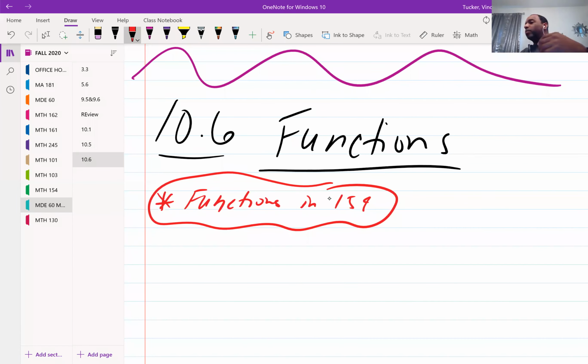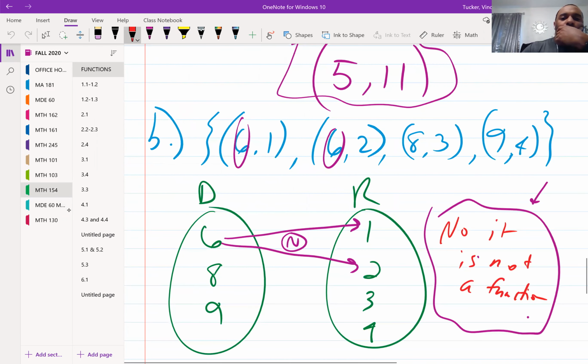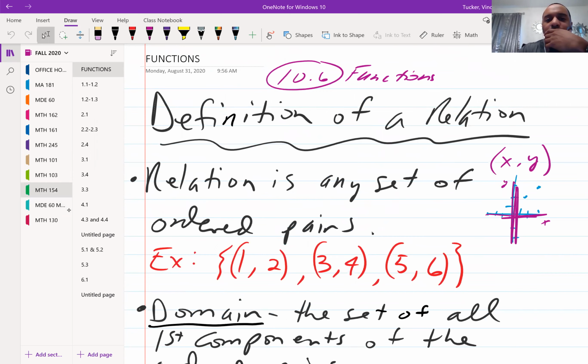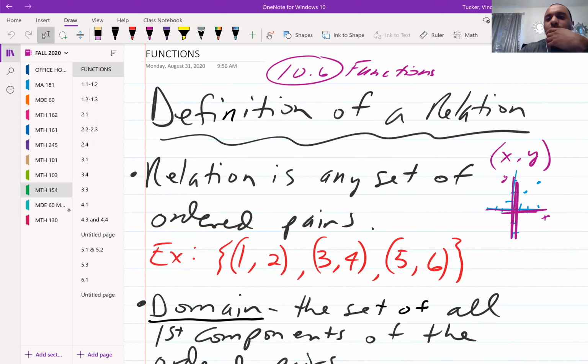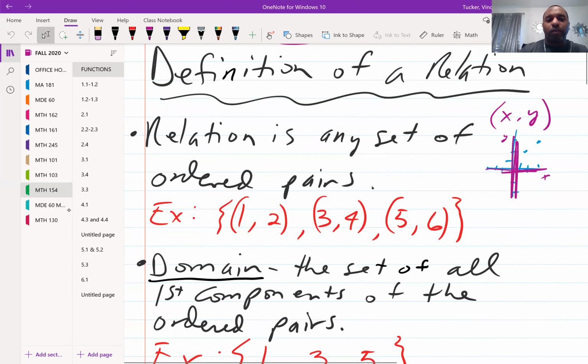All right, so we're looking at 10.6 today, functions. And where's 154? There we go. Yeah, so we talked about that here. We did the definition last class. And make sure you guys had this from last class, right? Definition of relation. Somebody can chime in.